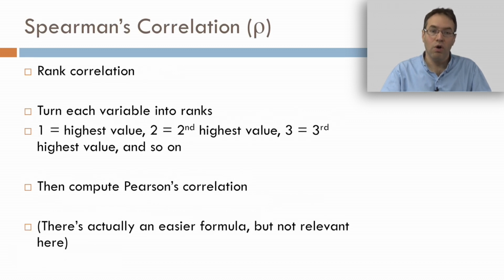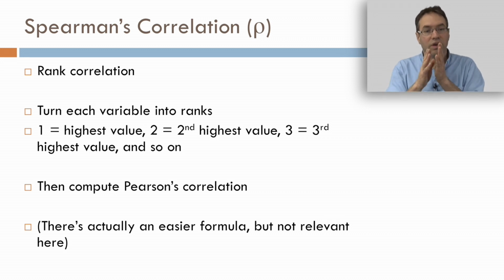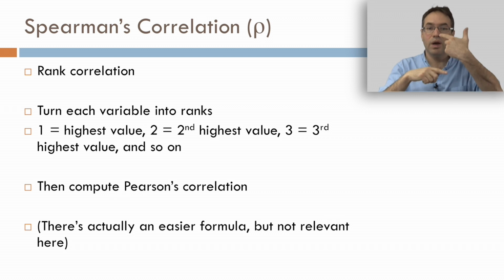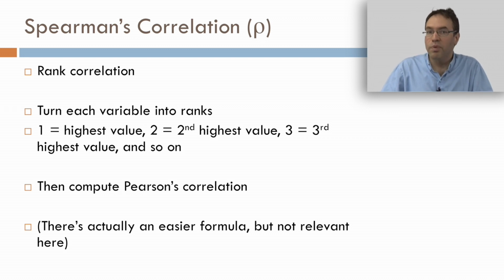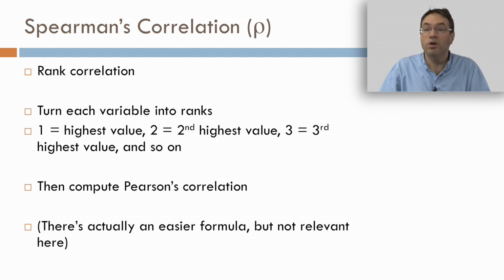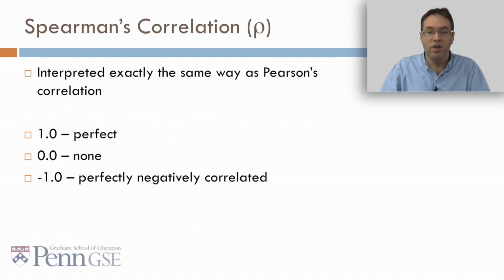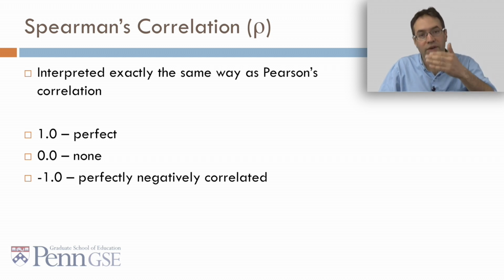Spearman's correlation, rho, is the rank correlation, and it turns each variable into ranks. So 1 becomes the highest value, 2 becomes the second highest value, 3 becomes the third highest value, and so on. You turn the variable into ranks, then you compute Pearson's correlation. There's actually an easier formula, but it's not relevant here. Spearman's rho is popular in cases where you have lots of outliers, or a relationship that's monotonic, but not particularly linear. It's interpreted exactly the same way as Pearson's correlation, with 1 being perfect, 0 being no correlation at all, and -1 being perfectly negatively correlated, just like my Uncle Jerry's tips on the stock market.